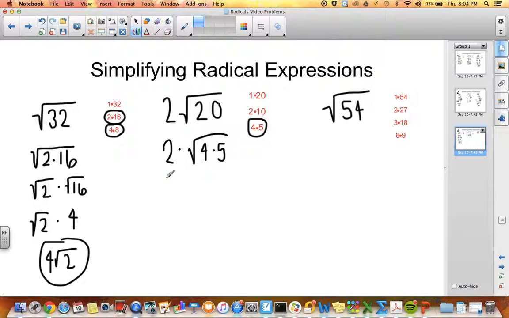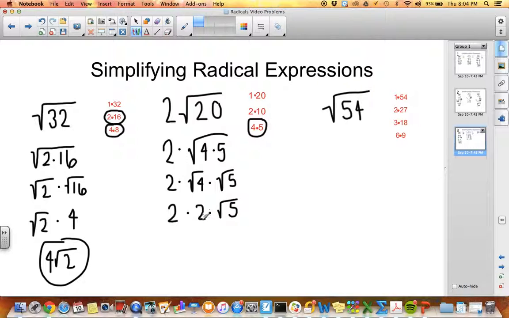So again, we break them apart. So I'm going to have 2 times the square root of 4 times the square root of 5. Okay, the 2 doesn't go anywhere, it just stays. I'm going to simplify the square root of 4. The square root of 4 is 2. And then I can't simplify the square root of 5, so it stays the square root of 5.